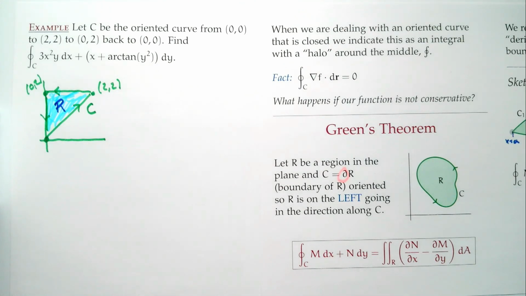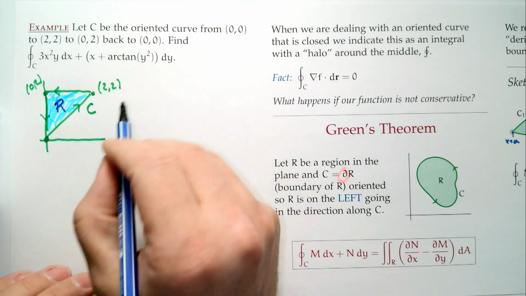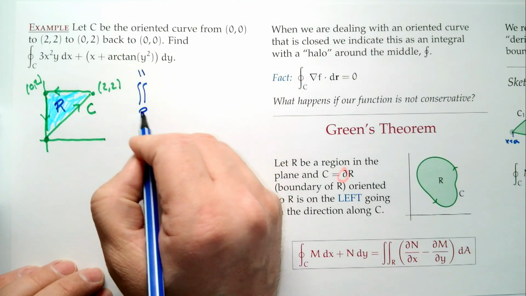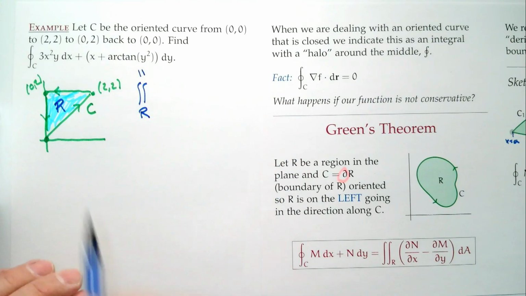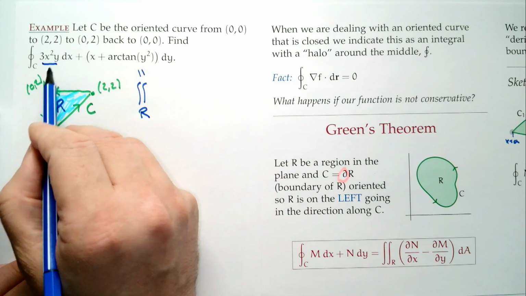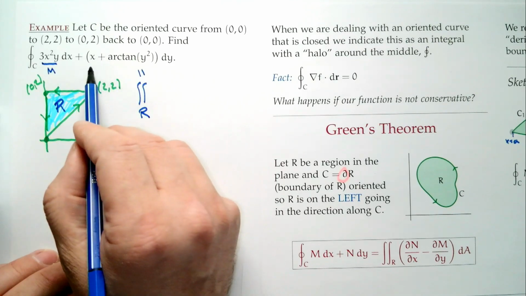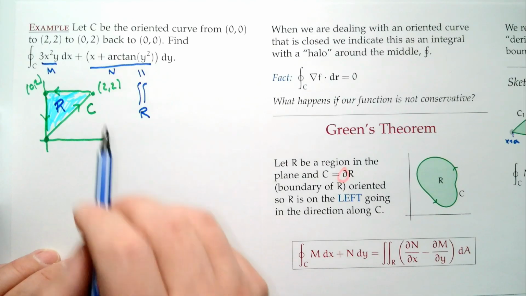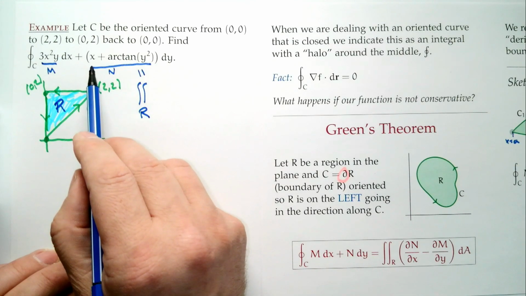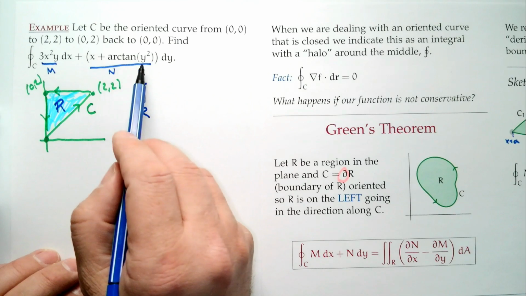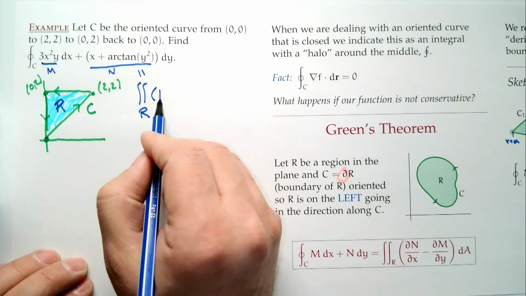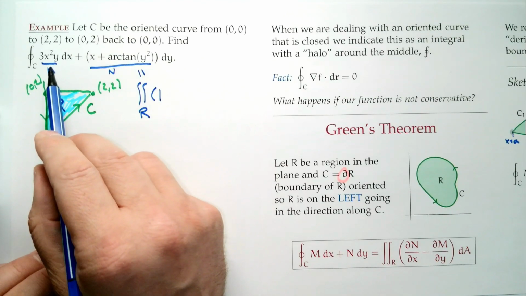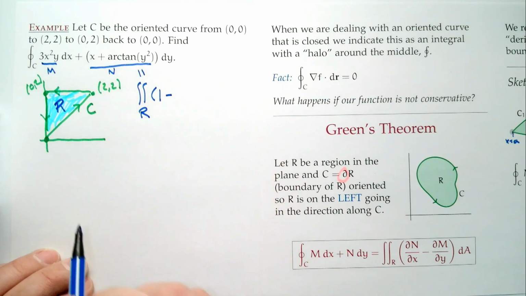It's the orientation. All right, so we can say that this integral is the integral over our whole region of something. Well, let's look at the pieces. There's my m dx. There's my n dy. So we're going to take partial n partial x. Partial n partial x will give us 1. And then we're going to subtract partial m partial y. So we subtract 3x squared.